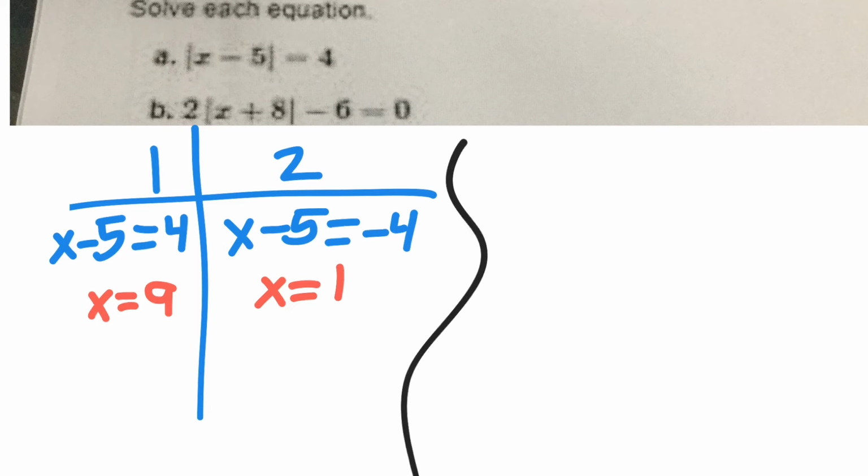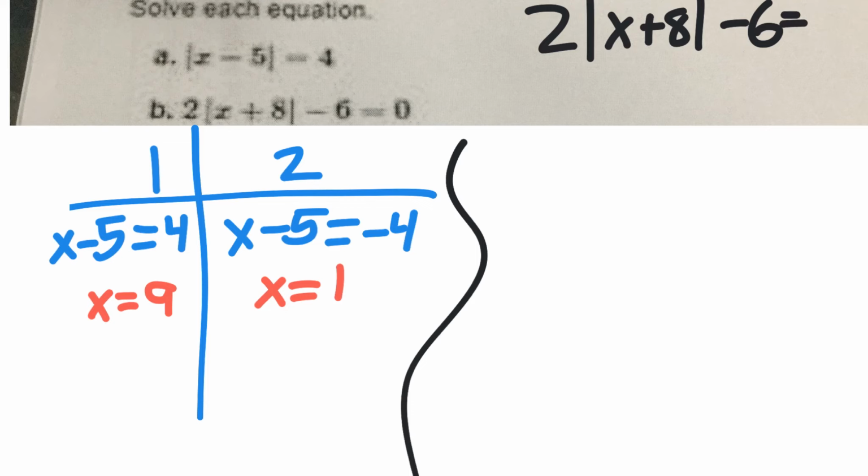Now here's one that's a little more interesting. We've got 2 absolute value of x plus 8 minus 6 equals 0. So this is the first problem we've had where the absolute value bars are not isolated. They are not the only thing on their side of the equal sign. So that's the first thing we have to do. Get the absolute value bar isolated. So we move the negative 6 over and it becomes positive.